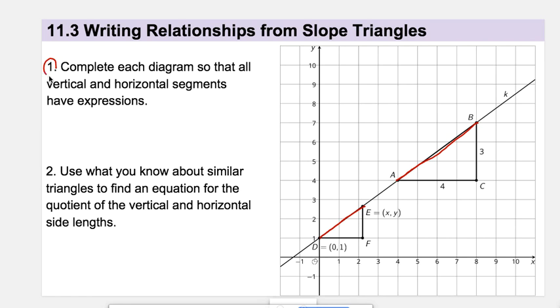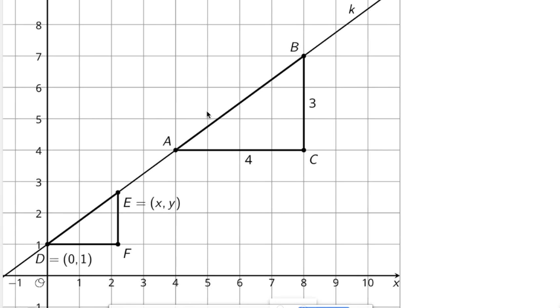Okay, so number 1 says, complete each diagram so the vertical and horizontal segments have expressions. Number 2, use what you know about similar triangles to find an equation. So we'll get to each of those things. I'm going to zoom in a little bit on this picture just so that it's a little bit easier for you to see what we do.